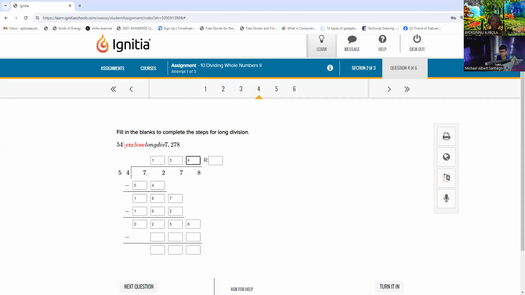Then what is 54 times 4? That is 216. Then, Miggy, what is 258 minus 216? 8 minus 6 is 2. 5 minus 1 is 4. 2 minus 2 is 0. So what's our remainder, Miggy?